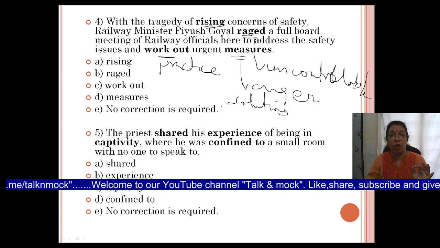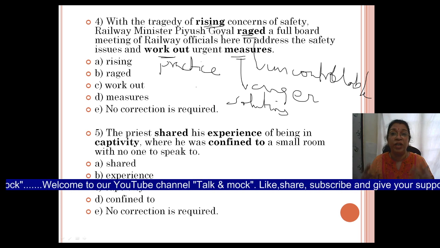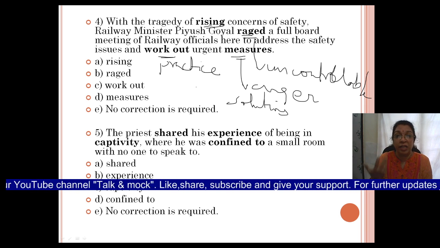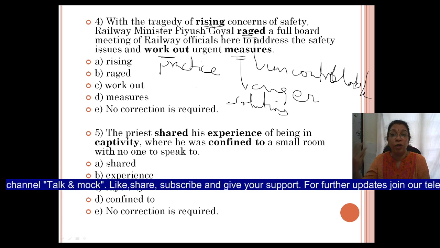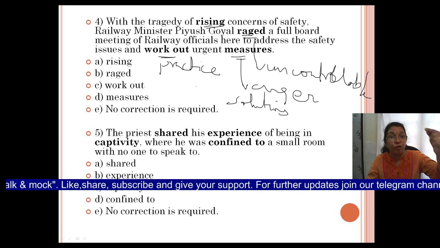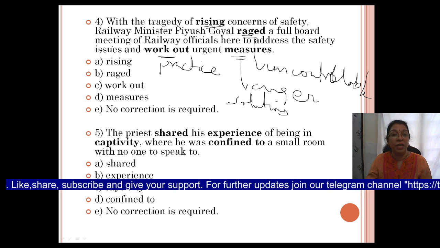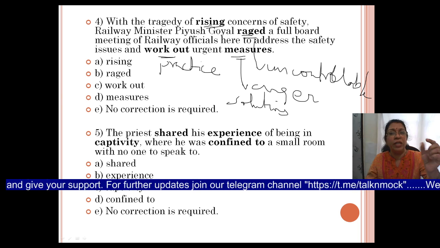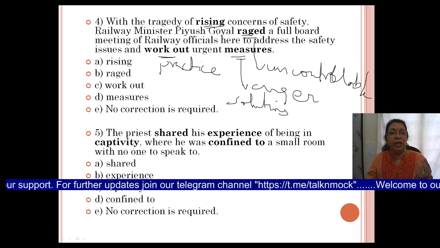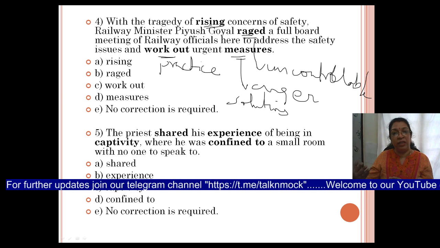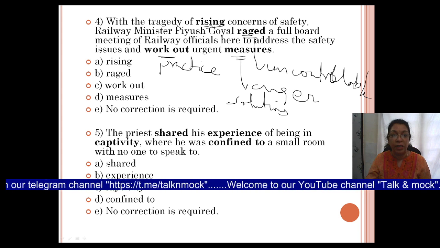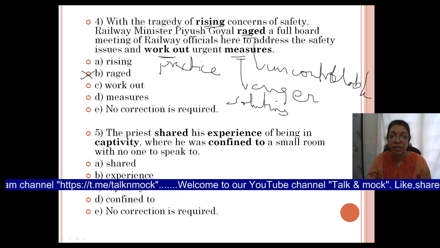Now look at the word uncontrollable. Why should he get uncontrollable anger? Against, there is no against. A full board meeting, it's not against the full board members. So here raged, in this sentence there is no connection of any accident, or any mistake by the board members. So there is no need of this word.